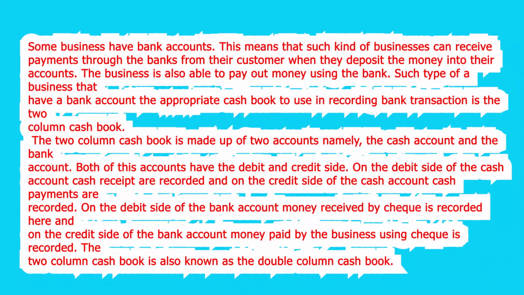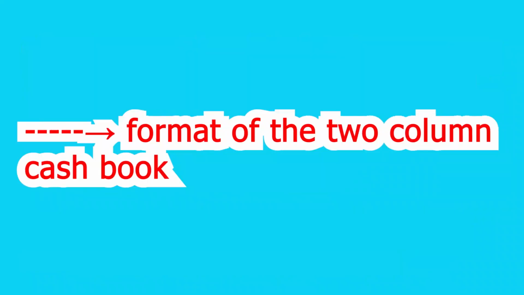The 2-column cash book is made up of two accounts, namely the cash account and the bank account. Both of these accounts have the debit and the credit side. On the debit side of the cash account, cash receipts are recorded, and on the credit side of the cash account, cash payments are recorded. On the debit side of the bank, money received by check is recorded, and on the credit side of the bank account, money paid by the business using check is recorded. The 2-column cash book is also referred to as the double-column cash book.